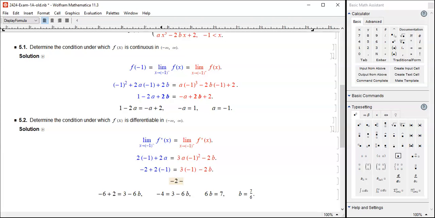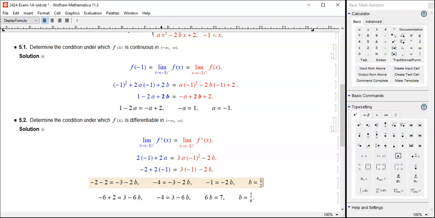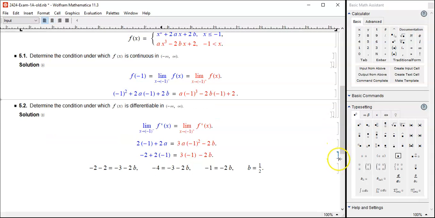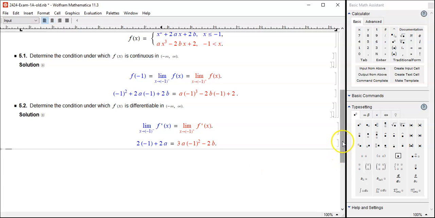Negative 2 minus 2 equals to negative 3 minus 2b. Yeah, okay. Everything fits. So that's how you get these two problems done. But as a matter of fact, the tedious numerical computations are not that important. Let's come back to what is important.